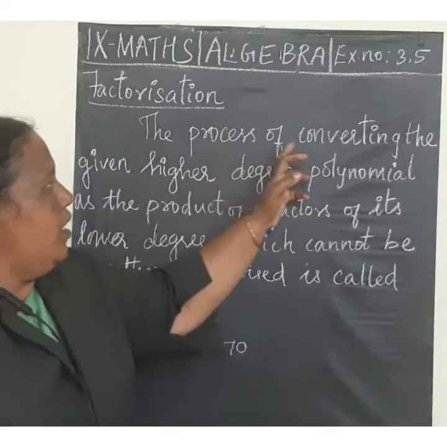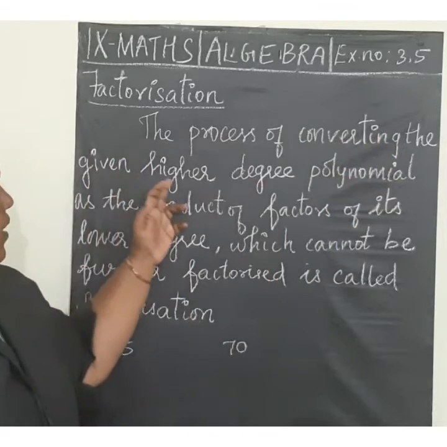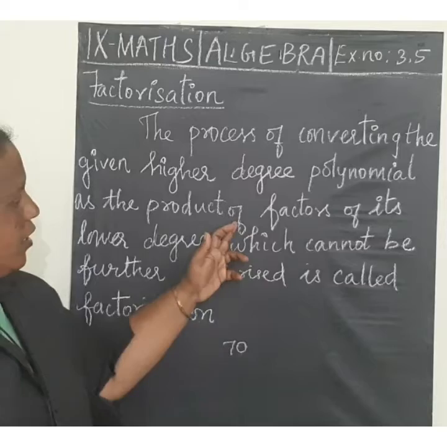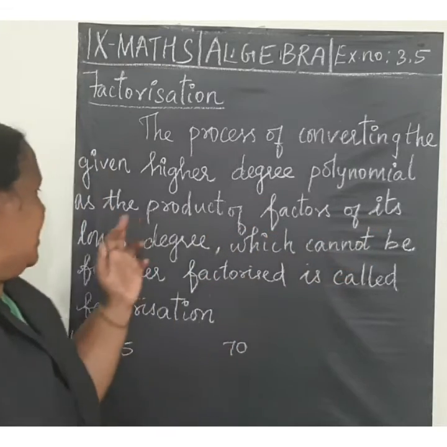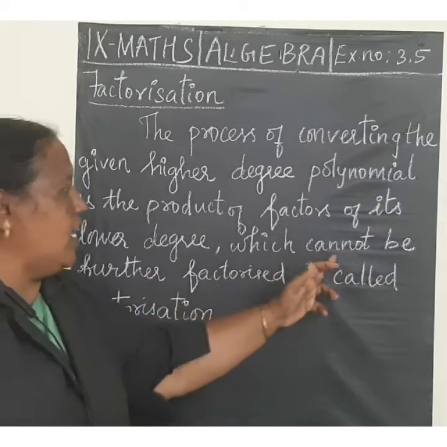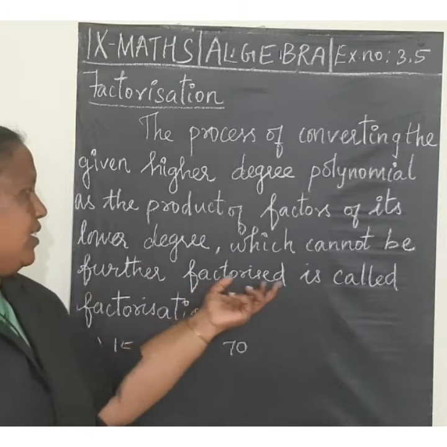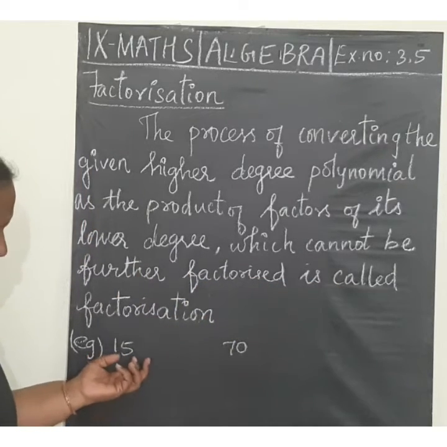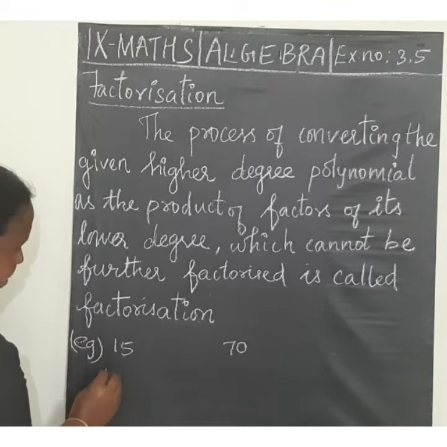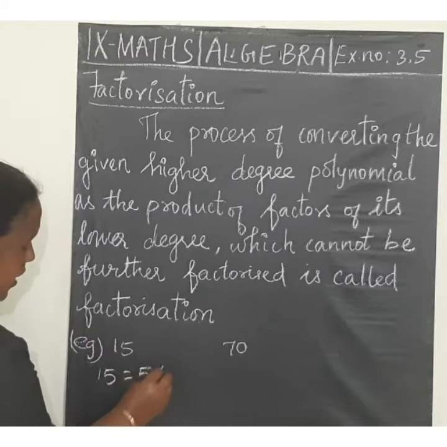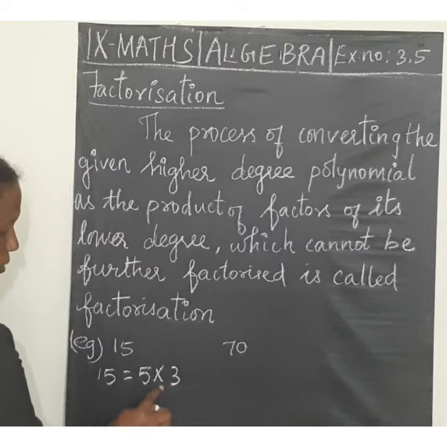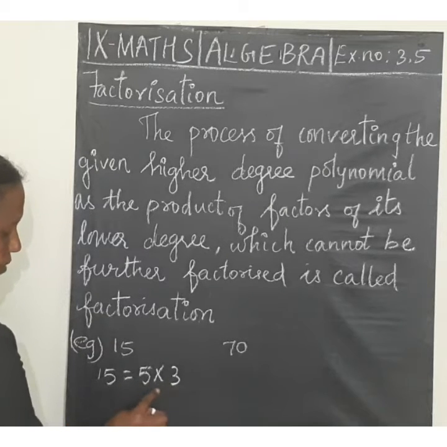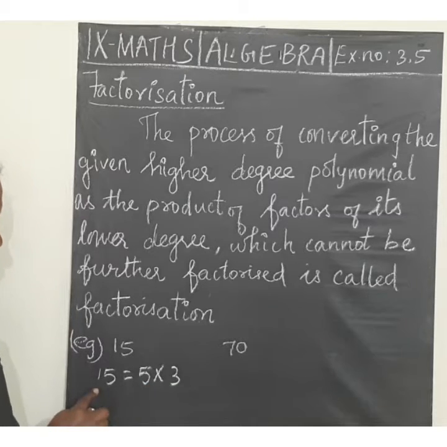The process of converting the given higher degree polynomial as the product of factors of its lower degree, which cannot be further factorized, is called factorization. For example, if we take the number 15, we can write it as 5 into 3. So the factors of 15 are 3 and 5.